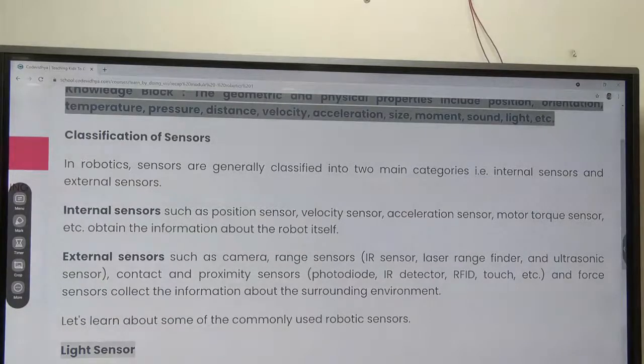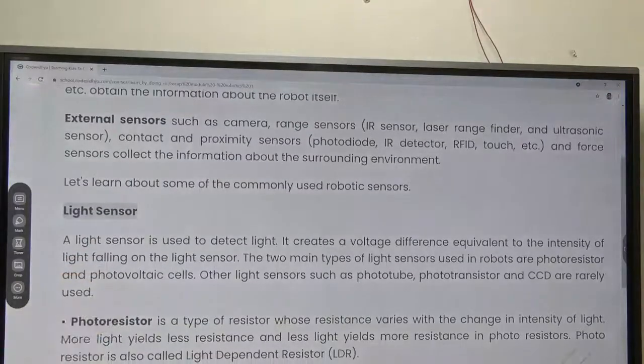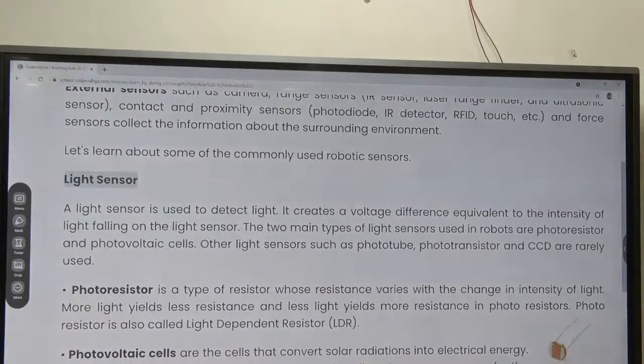Okay, so we basically have two types of sensors. It can be internal or it can be external. Internal sensors are used for detecting position. It can be a position sensor or velocity or acceleration or motor, etc. And in external sensors, the main things we have are the camera, the range sensor, the proximity and contact sensor, and one more, the force sensor. So now the ones which are commonly in use, we are going to read about them. So first we have the light sensor.